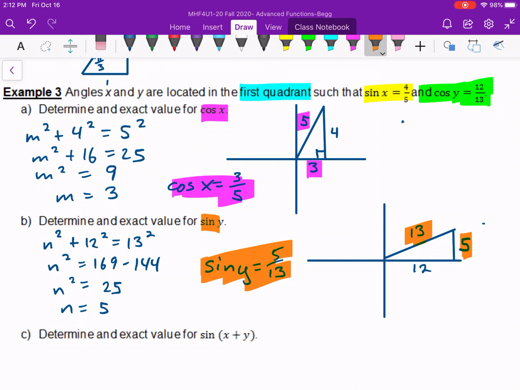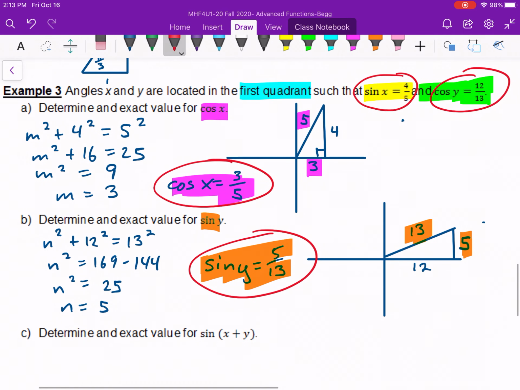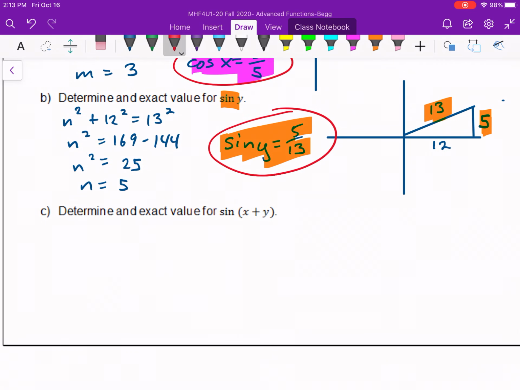Okay, so far I've got 4 trig ratios. I know what sine x is. I know what cos of x is. I know what cos of y is, and I know what sine of y is. Why might I want all of those? Well, because now I can determine an exact value for the sine or cos or tan, if I wanted to, for adding or subtracting angles x and y together. In this case, part C asks us to add them together. So this is a compound angle.